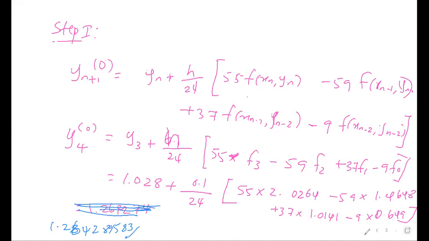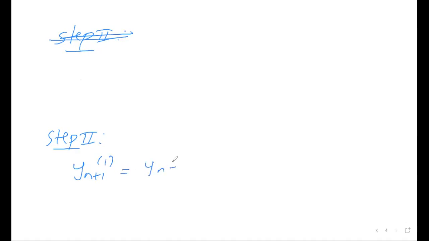Okay. Let me go for the second step. Step number 2, which is for the correction. Before step 2, we have some of these values also involved, no? So what is actually our corrector value? In step 2, we have yn plus 1 of 1, which is equal to yn plus h by 24 times 9 of f of xn plus 1, yn plus 1 of 0. Okay.